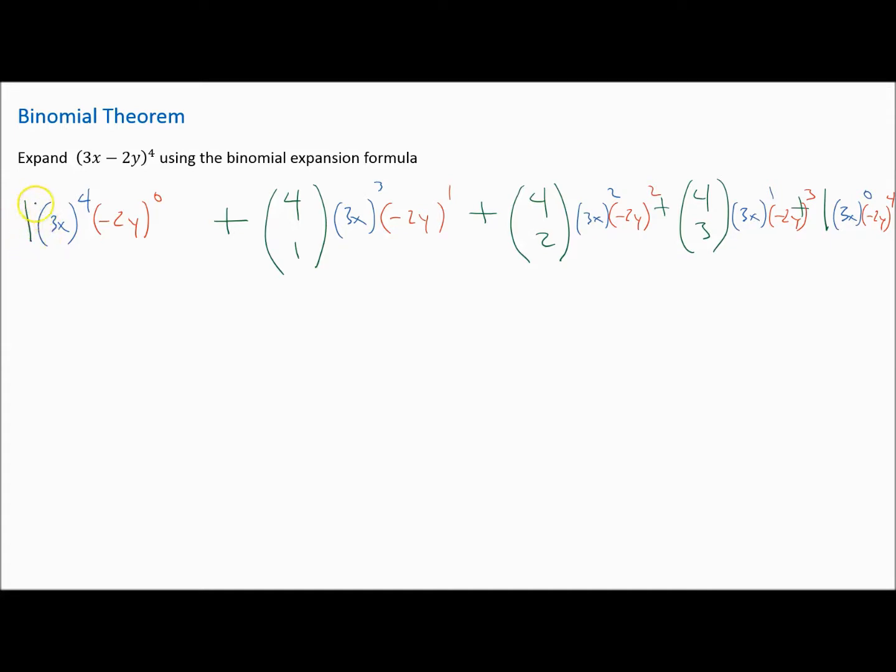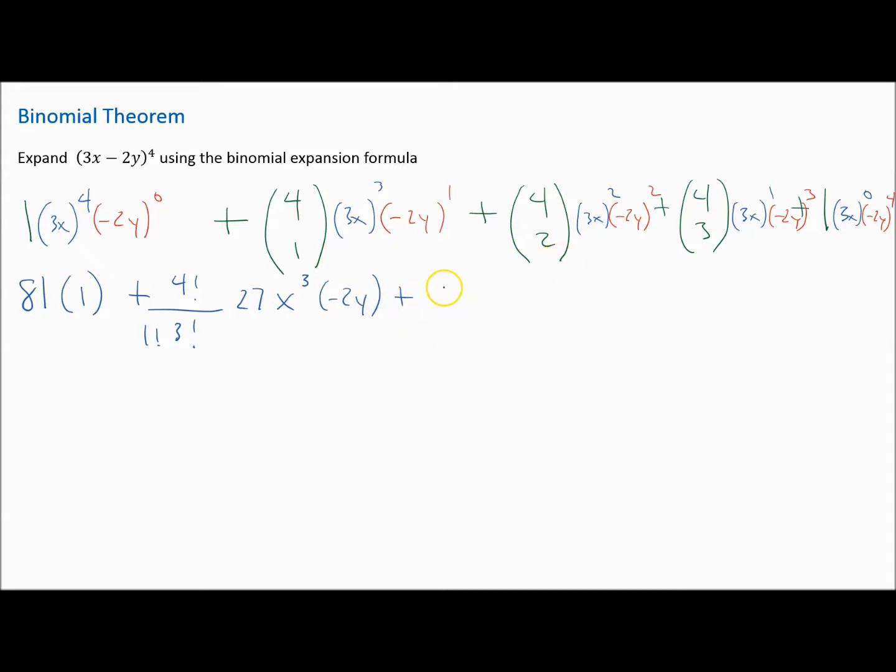Okay? So the 1 I'm not going to write, because 1 times anything is itself. You've got 3 to the 4th. Now 3 to the 4th, you know, is 3 times 3 is 9 times 3 is 27 times 3 more is 81. Now negative 2y to the 0 is just 1. Anything to the 0 is 1. Okay? Plus, now I've got some crunching to do here. 4 choose 1 is 4 factorial over 1 factorial, subtract them, times 3 factorial. We'll simplify it more in a minute. 3 to the 3rd is 27. X to the 3rd is x to the 3rd. Negative 2y to the 1st is just negative 2y.